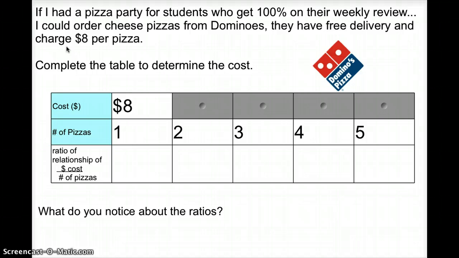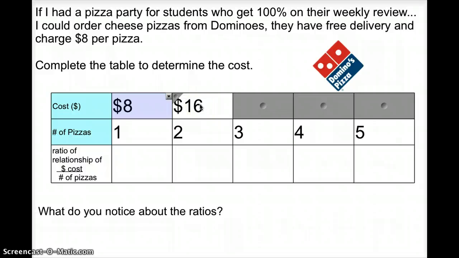on their weekly review, I could order cheese pizzas from Domino's, and they have free delivery, and they charge $8 per pizza. We're going to complete the table to determine the cost. So from that problem, we know that one pizza equals $8. So if we were to buy two pizzas, how much would that cost? Well, I know that one pizza costs $8, so 2 would be 2 times 8, which is 16.